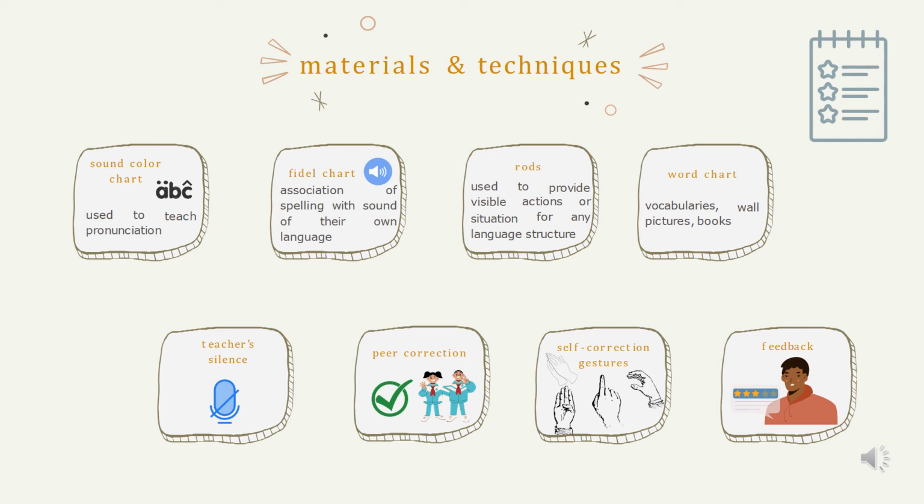Next, self-correction gestures. These are the gestures established by the teacher as he is remaining silent. Those gestures let the students know if they are making mistakes, or if they have to repeat something, or if they have to add something. And the last technique is feedback. At the end of each lesson given by the teacher, students are given time to give feedback so the teacher may know which part of the lesson they still do not understand well. So the teacher would correct it in the next session of the lesson.